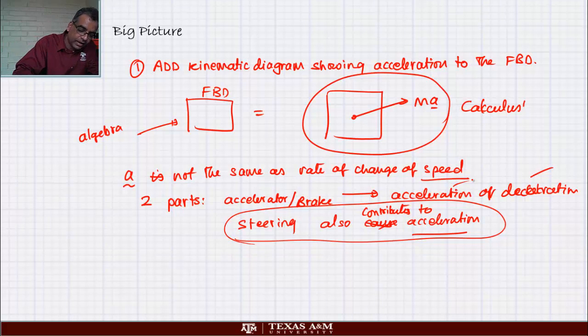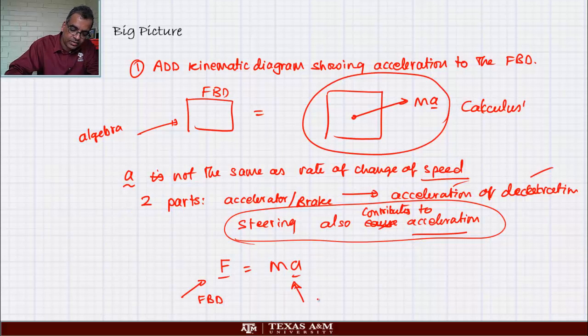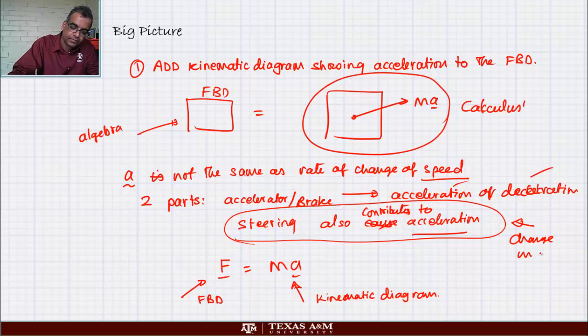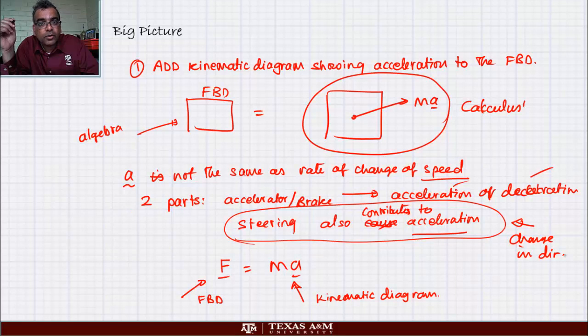Okay. So our basic idea is going to be force equals mass times acceleration. So this force side is given by FBD. The mass times acceleration side is given by a kinetic diagram or kinematic diagram. And then we are going to write down the equations, and in this case, we have to do some solution. Okay, so you got the big picture. First thing is acceleration has two components, both rate of change of speed as well as change in direction. So, change in speed, change in direction, both contribute to acceleration vector.